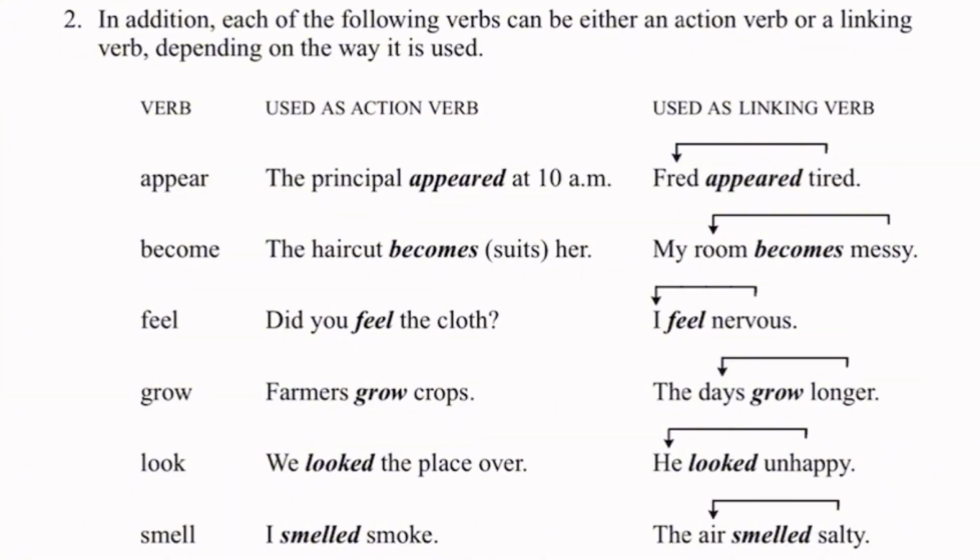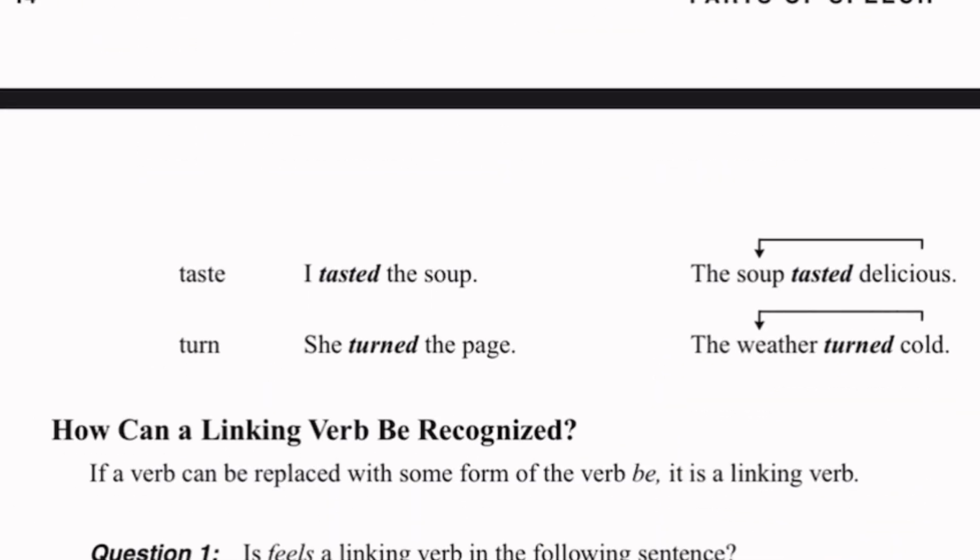We looked the place over. He looked unhappy. One is an action verb. The other is a linking verb. So you have to take note of that.